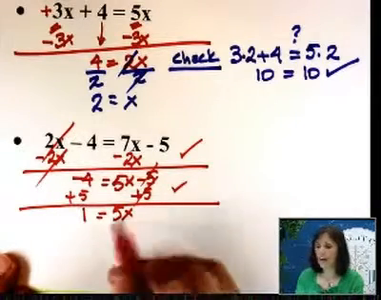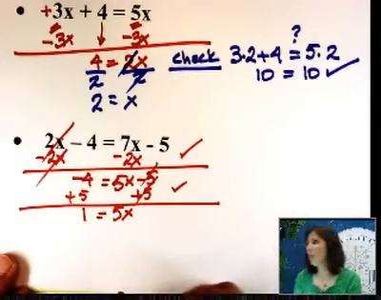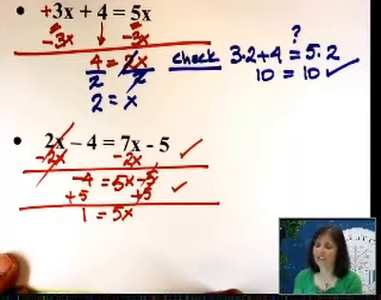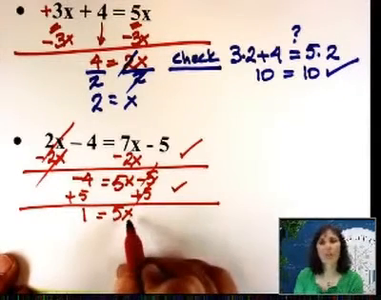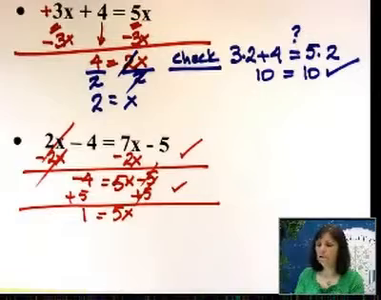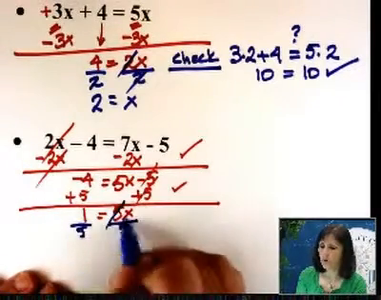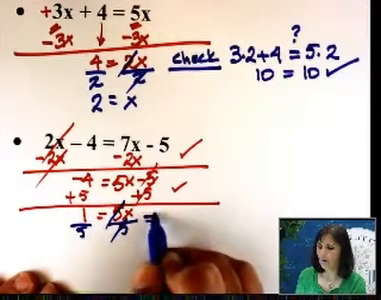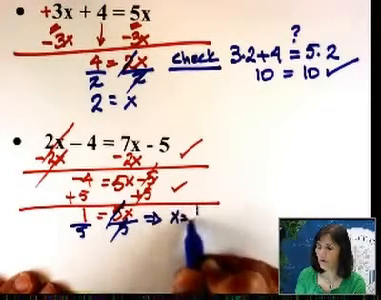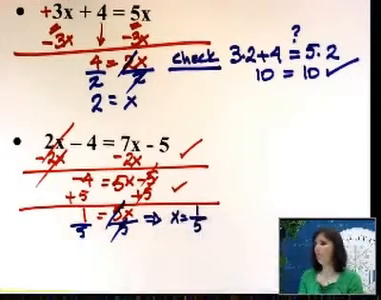And guess what? Now I need to use the multiplication property. Multiplication property is always last. 5 is multiplying x. So that means you can divide by 5. These two will go. Then you'll end up with x equals 1/5. And you can always check if you need to. Okay?